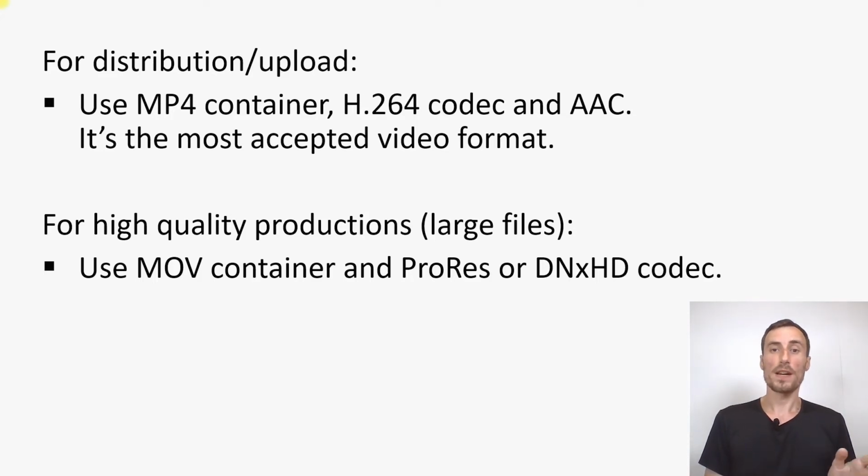However, if you have a high quality production, you will definitely have larger files. A larger file means you have more information. A smaller file means less quality, less information. And for high quality productions, you will rather use a MOV container or AVI with a ProRes or DNxHD codec. This is to keep the quality of your animations or of your work intact, not to compress it. All right, bitrate. So I just mentioned bitrate. It is a very important topic.